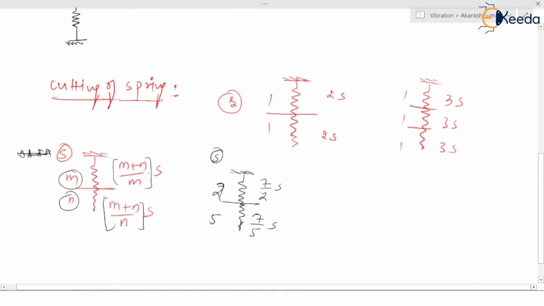I hope you are able to understand the stiffness for the whole system if the springs are in series or in parallel, and if there is a cutting operation, how you can calculate the stiffness for the springs separately. This is the general procedure. We will do numerical questions, so it will be easy to understand. However, I have given numerical examples here, so it would be easy to understand.